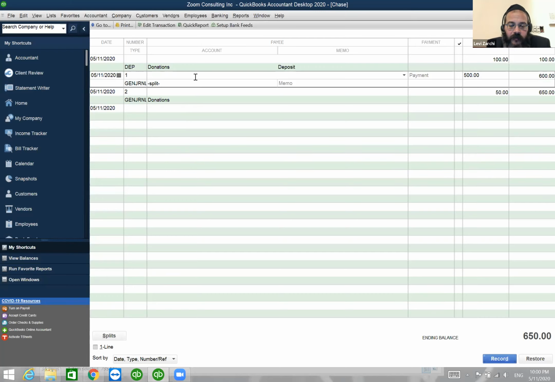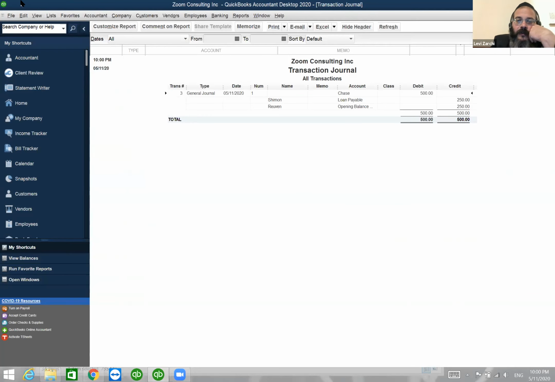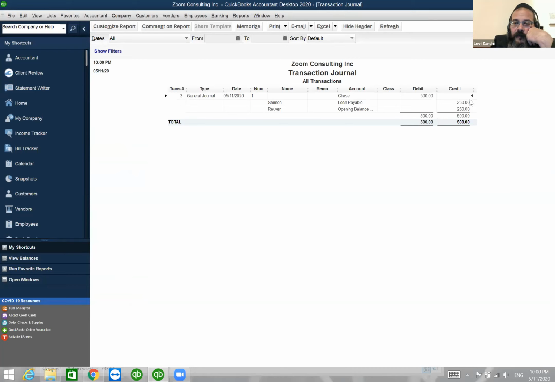I'll go back into it by Control Y. You'll see the entry. We borrowed $250 as a liability. We invested of our own. So this is Reuven and Shimon over here. We said with two people, Reuven is owner of the company. It's his owner's equity. We have the liability, $250, and we put into the bank the $500. That's a debit to asset Chase.